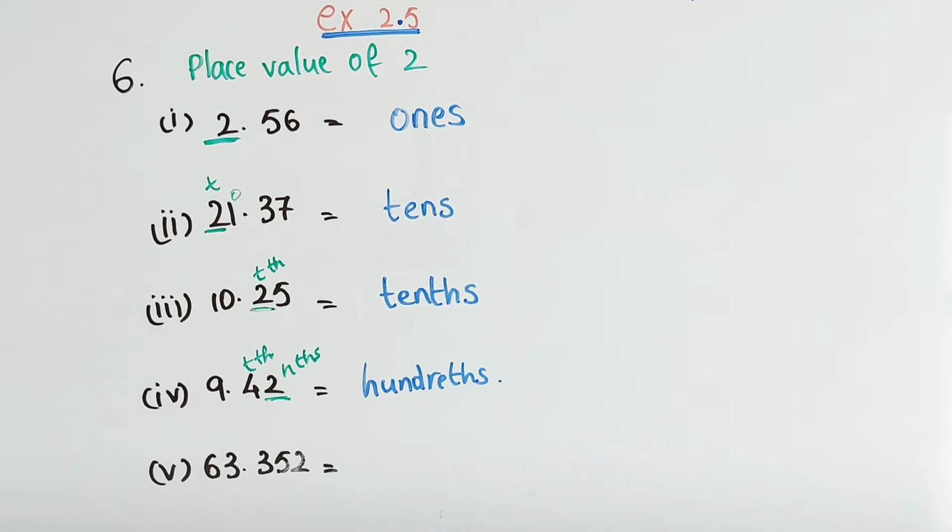Now fifth question, 63.352. 2 is here after the decimal point. We'll write the place values here. This is tenths, hundredths, and this is thousandths. Correct, children? Now 2 in thousandths place.